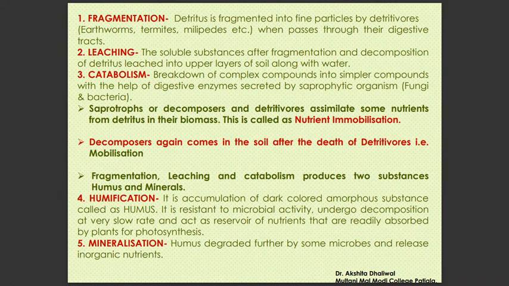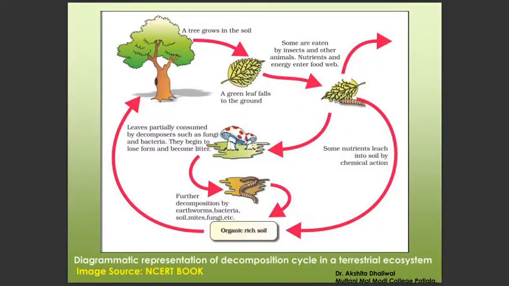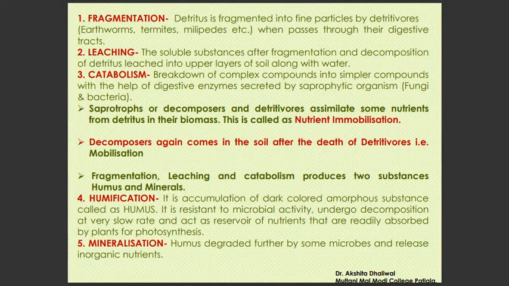Next is catabolism, the breakdown of complex compounds into simpler ones with the help of digestive enzymes. Saprotrophs or decomposers and the detritivores assimilate some nutrients from detritus, and this is called nutrient immobilization. Decomposers again come into the soil after the death of detritivores, and this is called mobilization. The above three steps form the two substances, that is humus and minerals, by the process of humidification and mineralization.